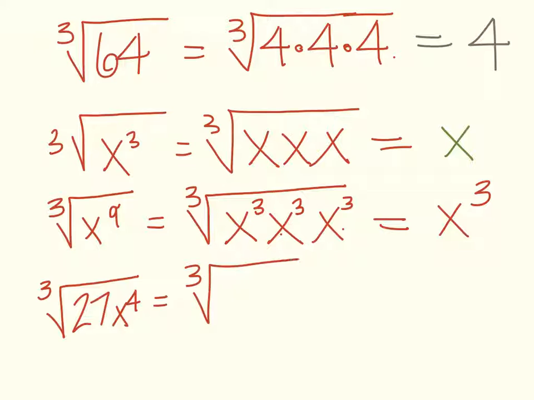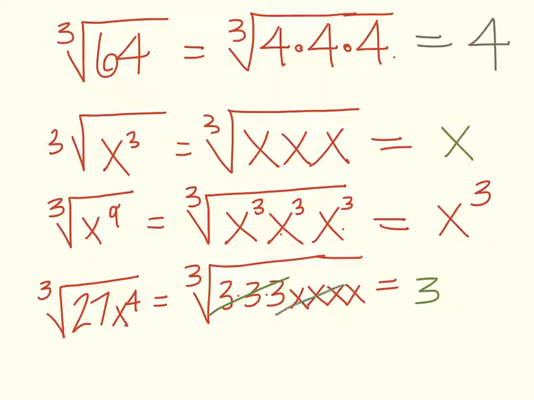So I have the third root of 3 times 3, which is 9, times 3 more, which is 27, and then x times x times x times x. Again, I'm looking for triples, so this is going to come outside, and this is going to come out, and I'm left with the cubed root of x. So the cubed root of 27x to the 4th is 3x, not x cubed, 3x times the cubed root of x.